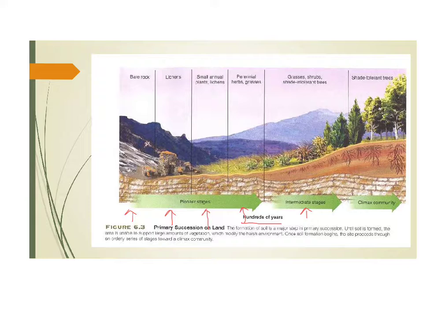And then at the climax community, and of course this depends on your biome, but in this particular case, once the soil is built up enough to support larger trees, we get our shade-tolerant trees. Now, that's not to say that the grasses and the shrubs are not still there. They are, but their relative abundance is lower, and the climax community becomes dominated by these large shade-tolerant trees, which are often hardwood trees.